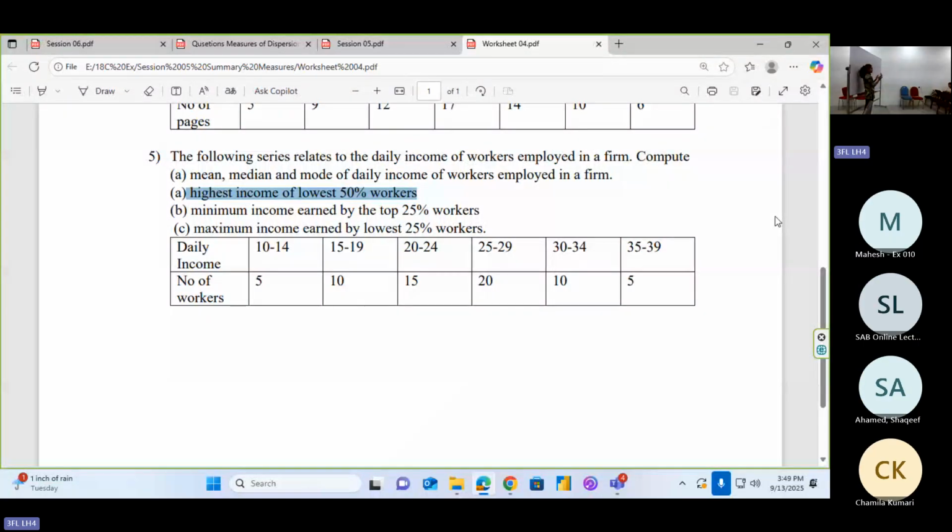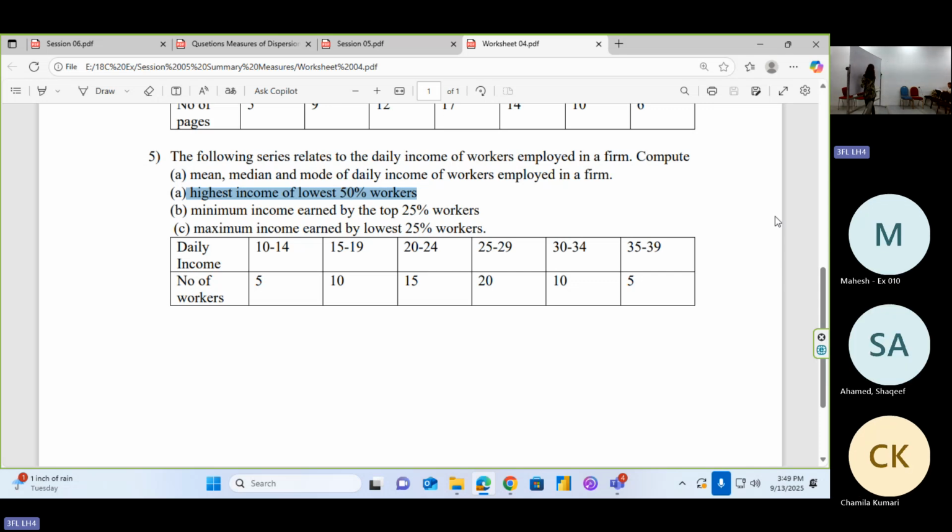Then 50% means what? The question asks for the highest income of the lowest 50% of workers. Lowest 50%. Okay, for the lowest 50% of workers, this is the highest income. Which measurement represents this?